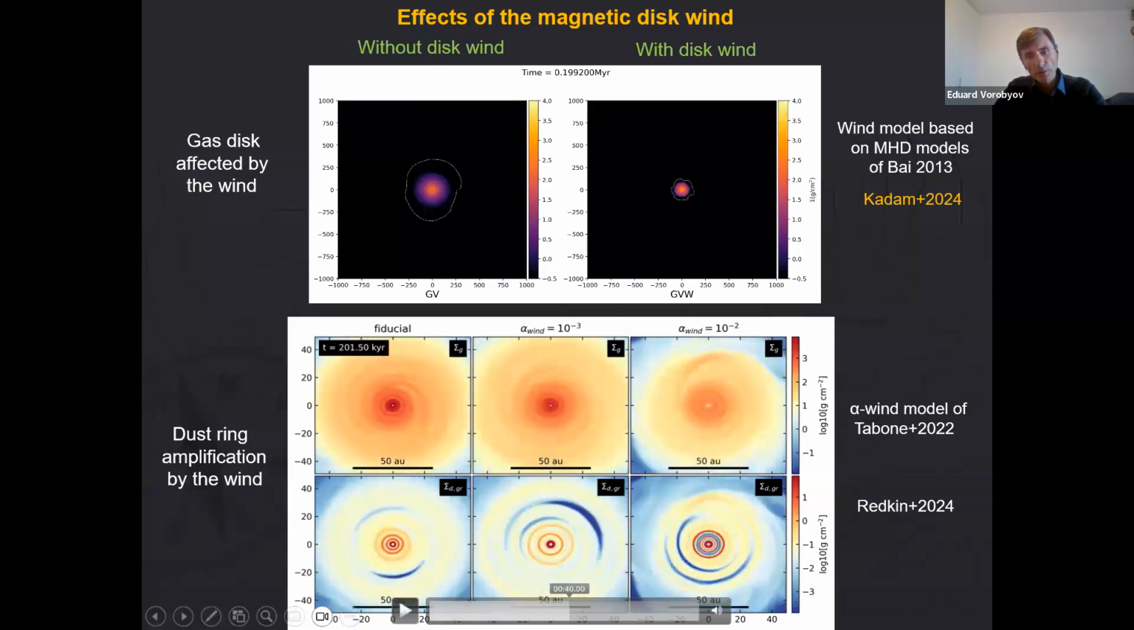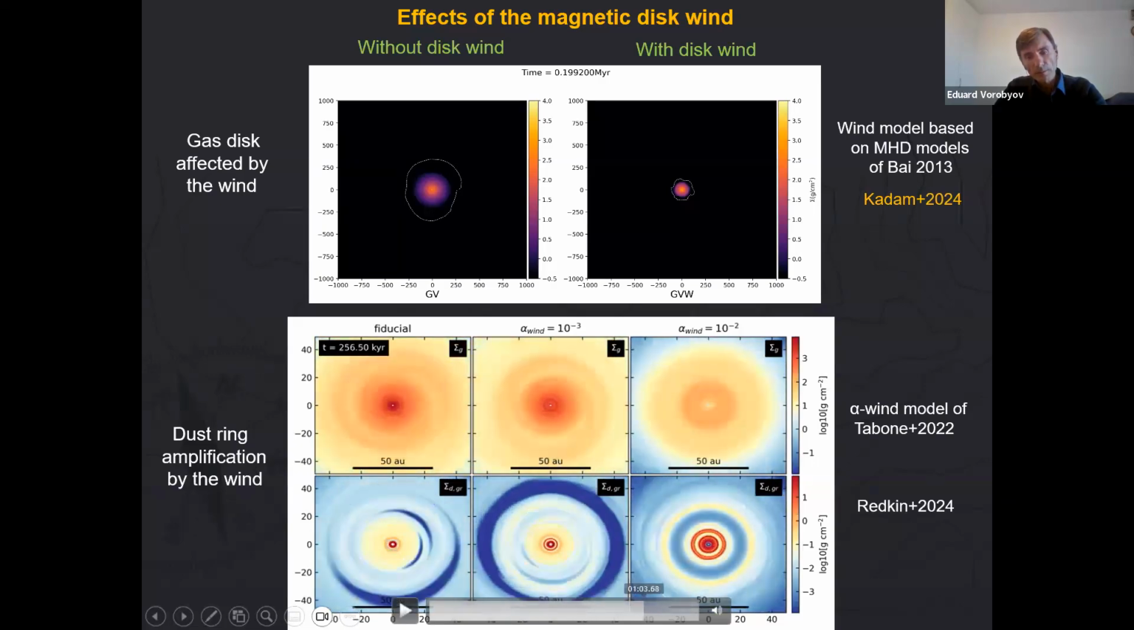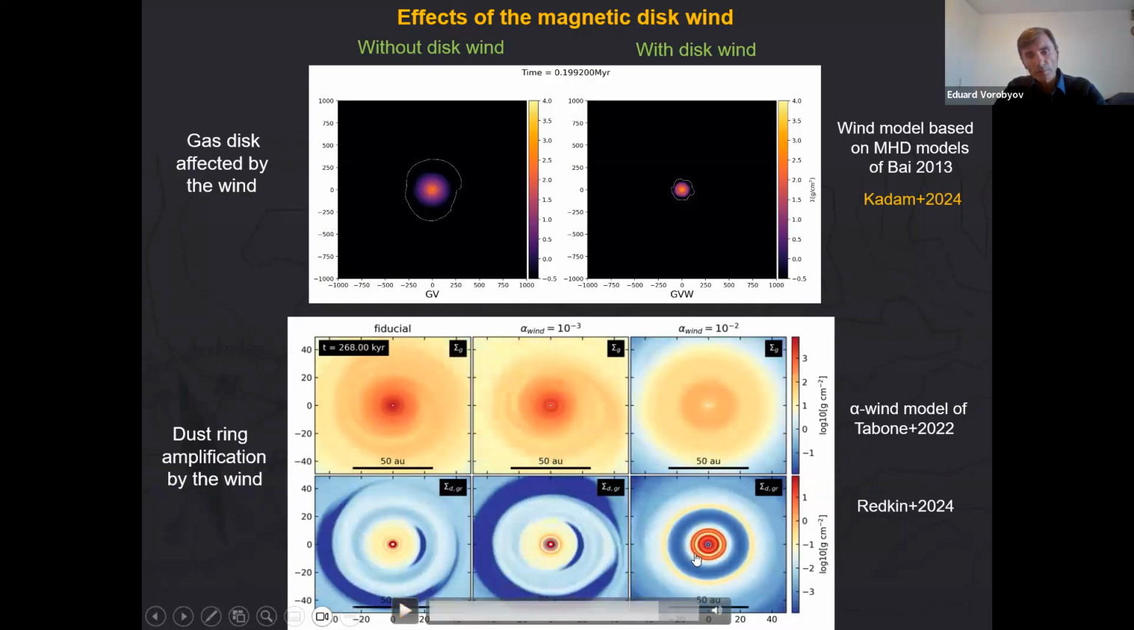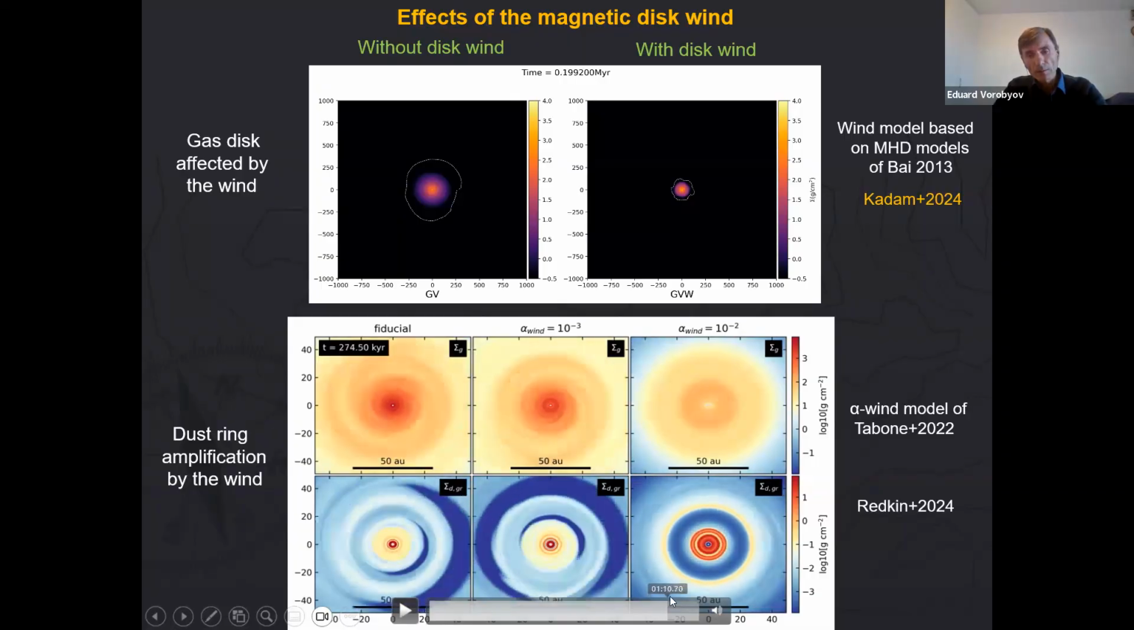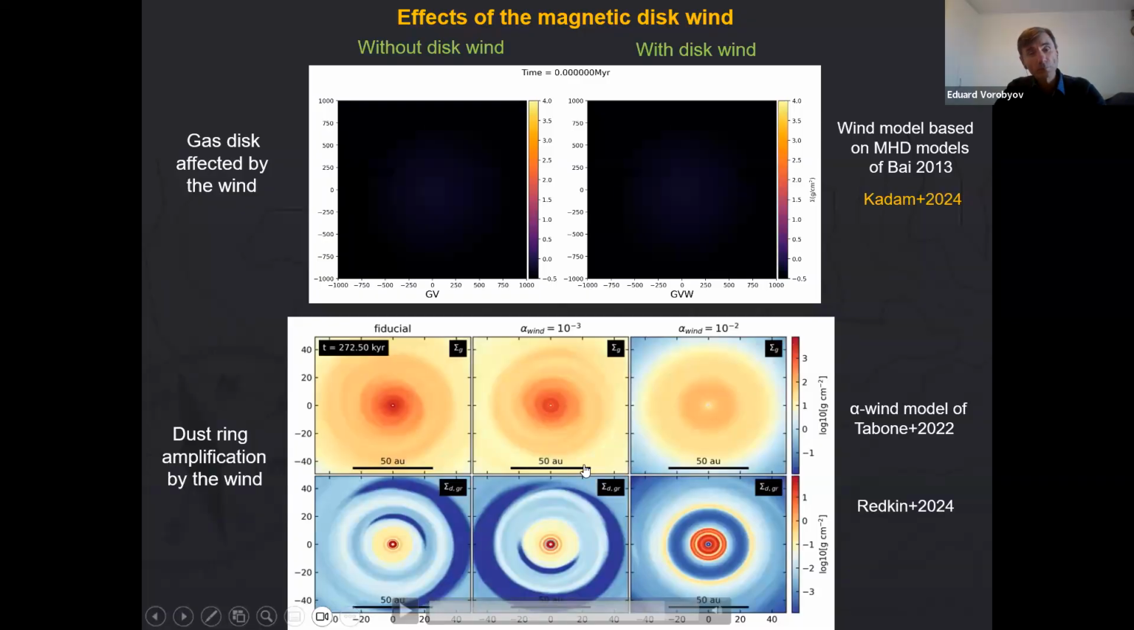So the dust evolution really becomes different. With time, we see that a very pronounced ringy structure forms. These are dusty rings. Whereas in the weak wind or no wind model, we don't really see that much detailed ringy structure.